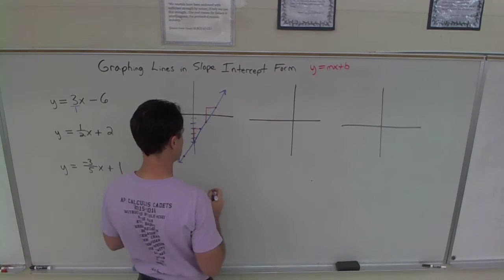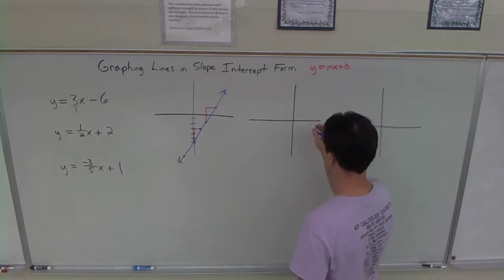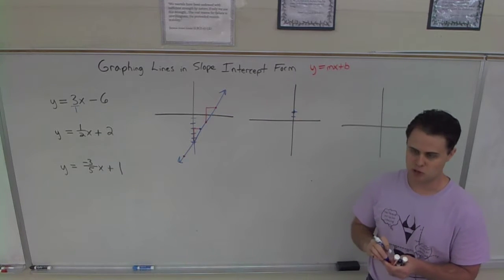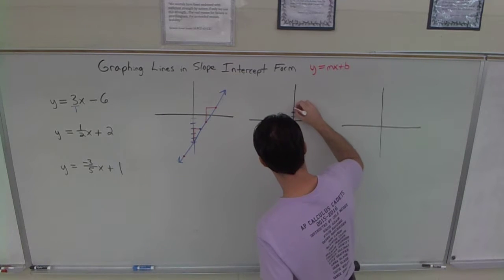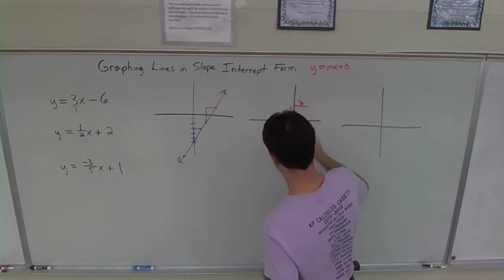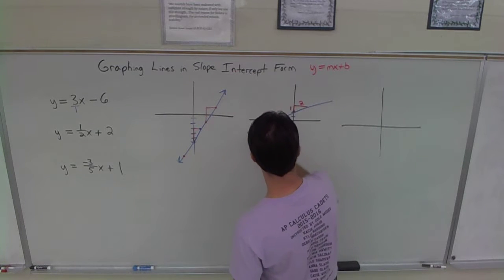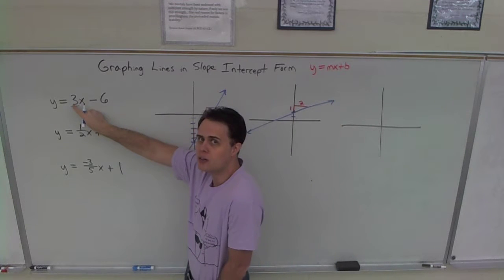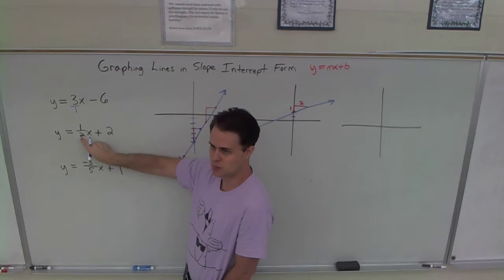Let's graph the second line. So where is it going to cross the axis? 2. So we're going to start there. And how far up am I going to go from that spot? Up by 1? Over by 2. Something like that, right? So this line's going to be a little flatter. So the bigger this number is, the bigger the slope is, the bigger the growth factor is in your pattern, the steeper your line's going to be. The smaller it is, the flatter your line's going to be.